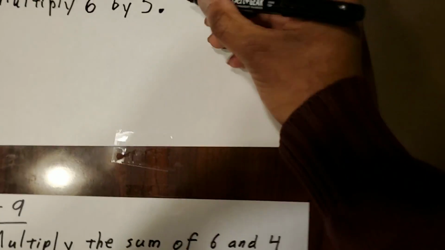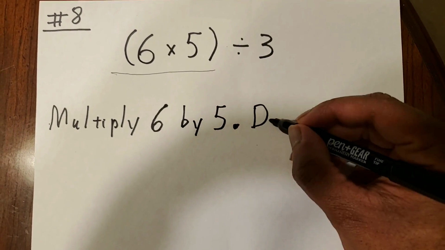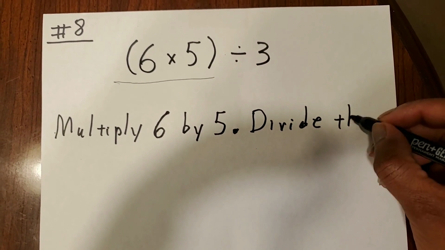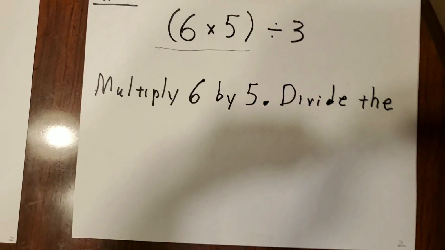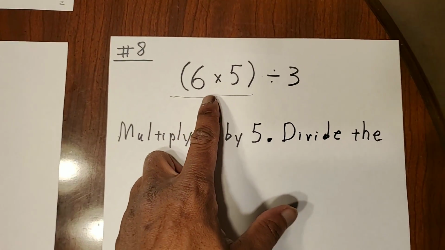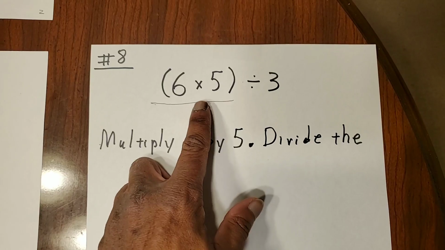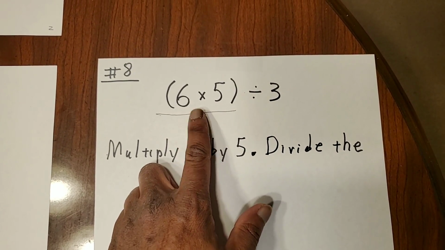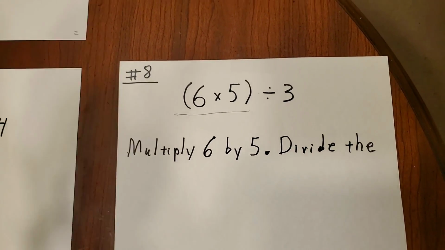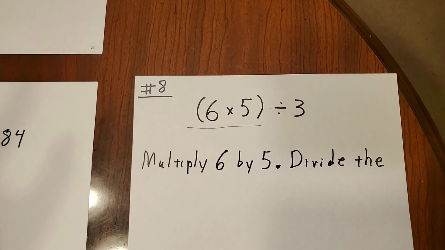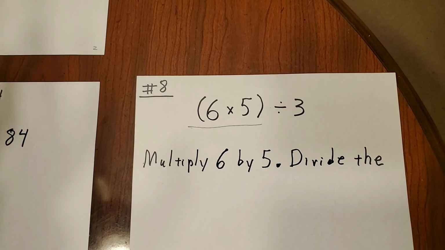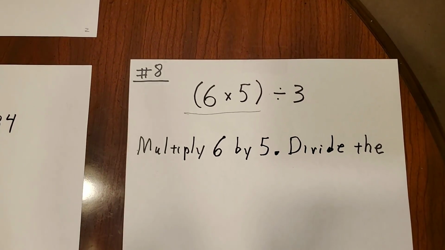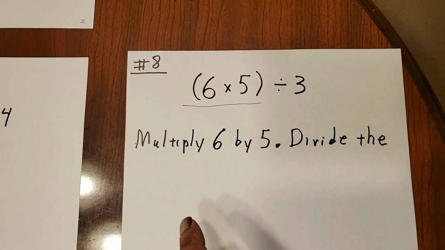So let's write divide. Divide what? I'll give you a hint. What are we dividing? Of course, we're dividing 6 times 5. But what do you call the answer to a multiplication problem? We talked about it earlier. The answer to an addition problem is the sum. The answer to a division problem is a quotient. But the answer to a multiplication problem is the product.